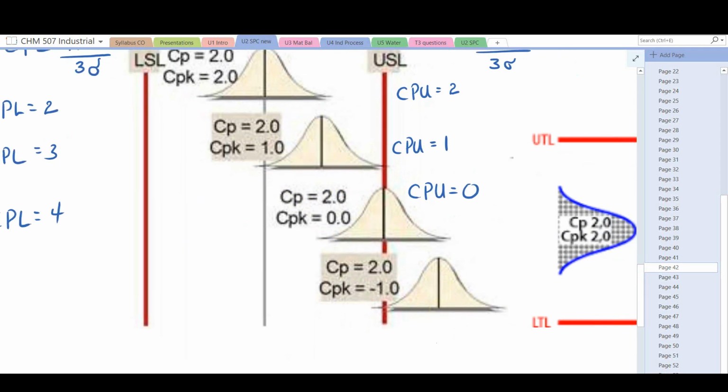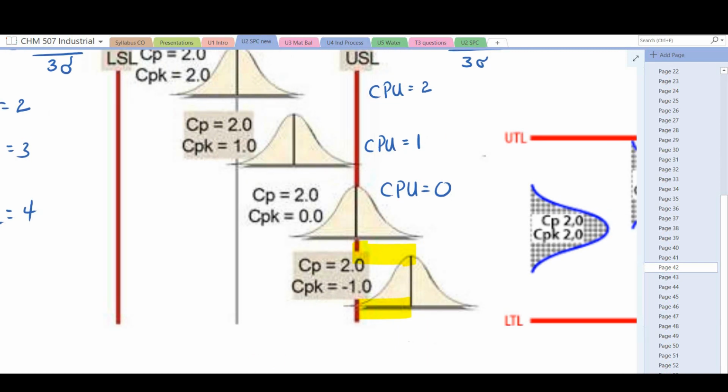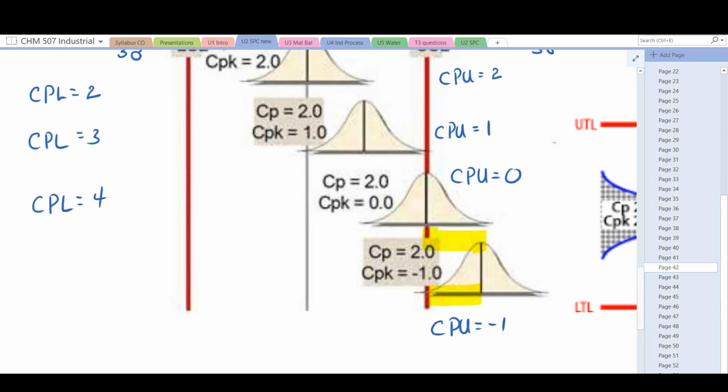One more case. The upper spec limit minus the process mean, but the process mean is actually larger than the upper spec limit, divided by 3 sigma. They're the same length, but this is going to be -1. So here I've got Cpu is equal to -1. That looks really bad. Pretty much says that 100% of the time the product will be off spec on the high side. How about Cpl?